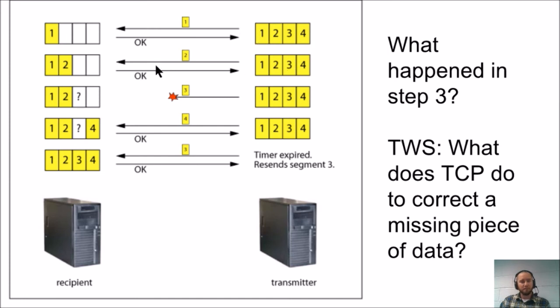The website sends you number 2, okay, got it. Website sends you number 3, but something happened, it never made it. Question mark, you did not say okay. The website's still going. The website's going to send you number 4. You're going to say, okay, I got 4. And then, since time has expired, the website didn't hear back from you, okay? It's going to resend that thing that it sent. Since it didn't get a confirmation, it'll go ahead and send it, and now you have the entire packet.